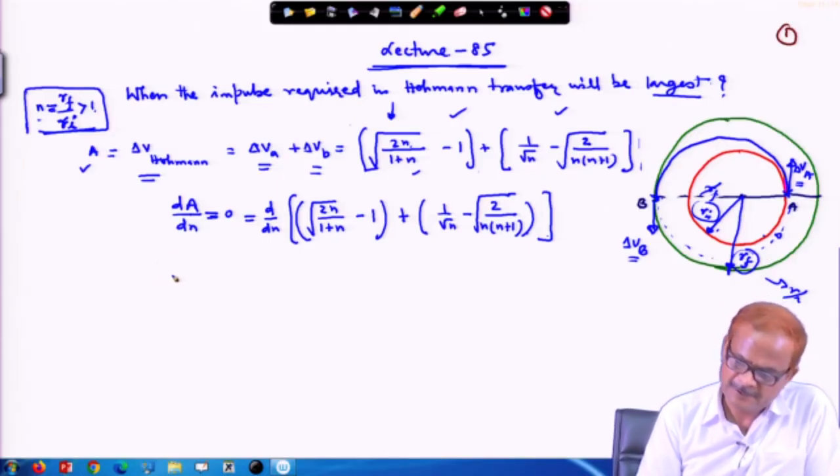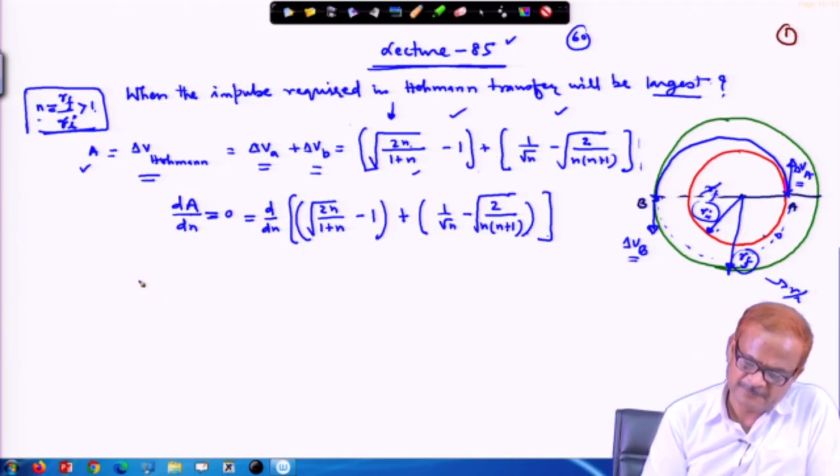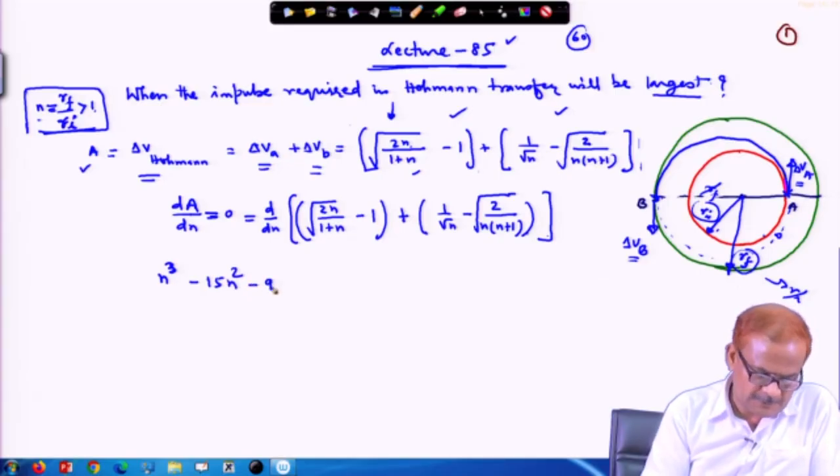The lecture already, we have the 85th lecture going, while only 60 lectures were scheduled. So, 25 lectures we have already exceeded. Okay, so, if you differentiate, rearrange and all those things, which I am going to give you in the written material, this gives you n cube minus 15 n square minus 9 n minus 1, this equal to 0.